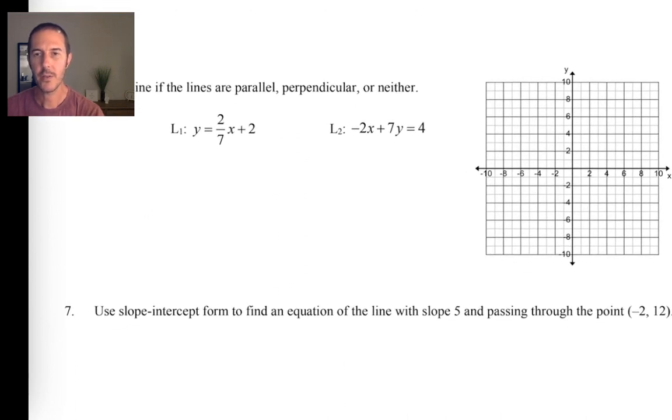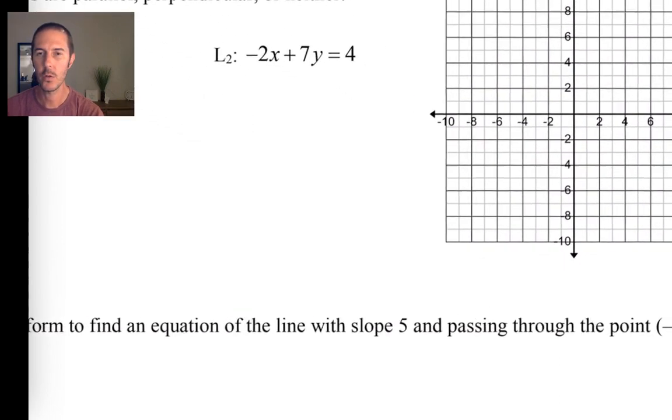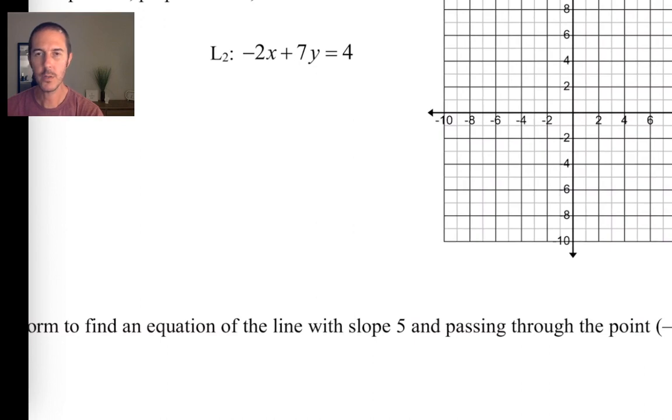Number 6 asks us if these two lines are parallel, perpendicular, or neither, which gives me the opportunity to tell you how to determine that. To make that determination, you want to know the slope of both of your lines. So for line number 2 here, we have a little bit of work to do. We need to convert this to slope-intercept form so that we can find out the slope.